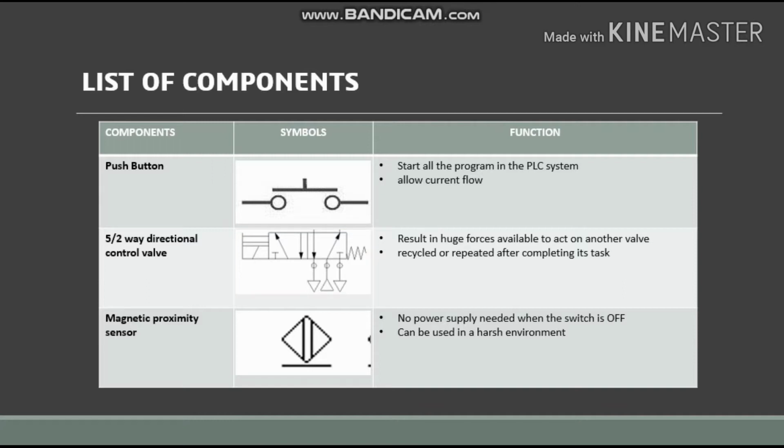The third component that we use is the magnetic proximity sensor. This is the symbol of the magnetic proximity sensor. The function of this component is that no power supply is needed when the switch is off, and it will provide a real galvanic insulation. The distance for detection can be huge, and it can be used in a harsh environment. It is very suitable for checking the extension and detection of a cylinder where the cylinder rod has a magnet attached to it.